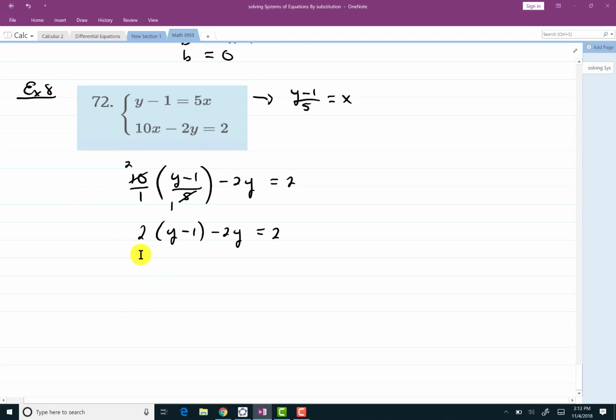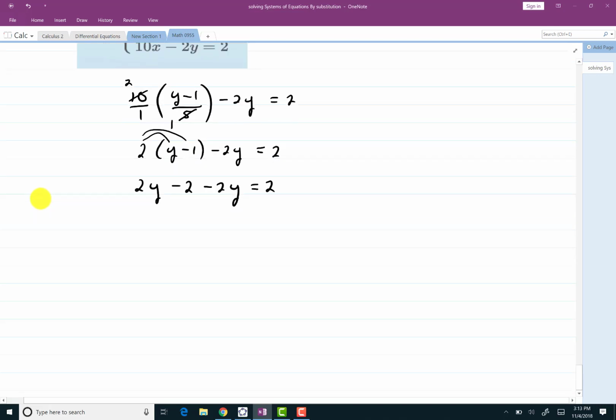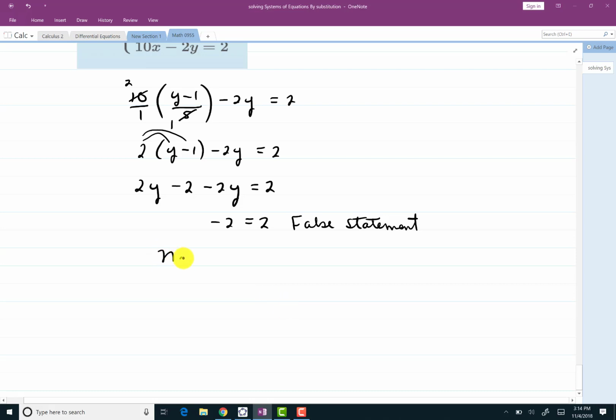And now, let me go ahead and distribute this through to each piece, and I'll get 2y minus 2 minus 2y equals 2. And you'll notice the two y's cancel out, and I'm left with just negative 2 equals 2, which is a false statement. Once you have a problem where the y's cancel out and you end up with something like this that's false, there is no solution.